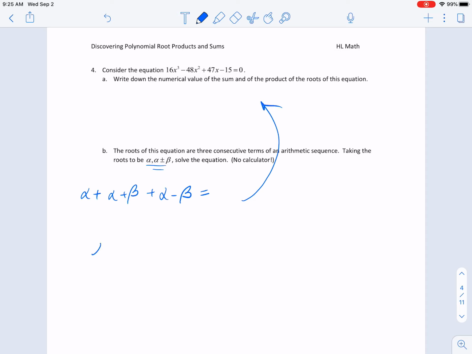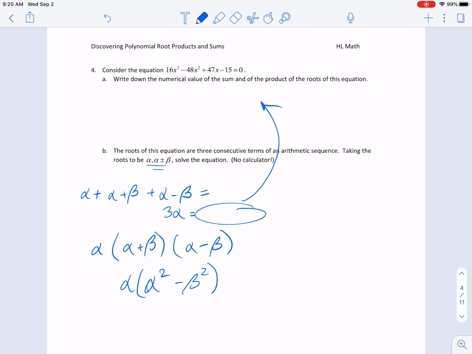And then we can take the product. Well, notice when we take the sum, the betas cancel, and this is just 3 alpha is equal to whatever that sum is. So that makes it pretty easy to solve for alpha. On the next one, you're multiplying alpha plus beta times alpha minus beta. And what do you notice? Hopefully you notice that this is alpha times alpha squared minus beta squared. And so that gets a little more simple, and then you should already know the alpha here. So go finish this.